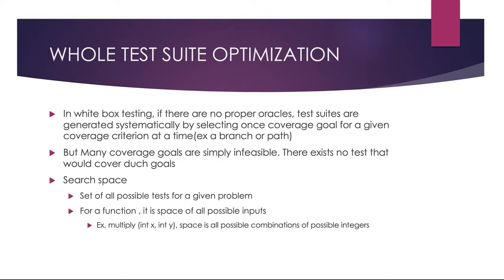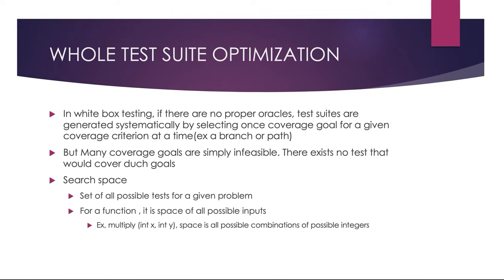Let's now understand what whole test suite optimization is. In white box testing, test suites are generated by considering each coverage goal for a given coverage criterion, assuming all coverage goals are equally important. But in fact, many coverage goals are infeasible. That is, there exists no test case that would cover these goals. Furthermore, some test cases targeting a coverage goal can actually satisfy other goals accidentally. In whole test suite optimization, test suites are generated by targeting an entire coverage criterion rather than targeting individual coverage goals, thus producing optimized test cases.